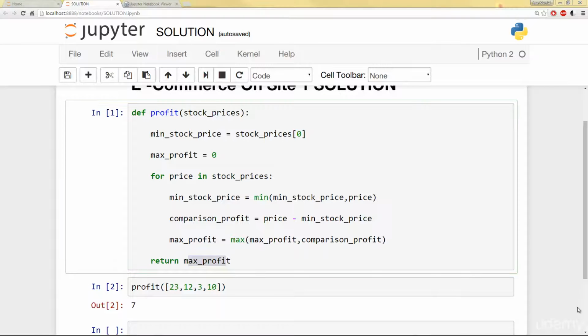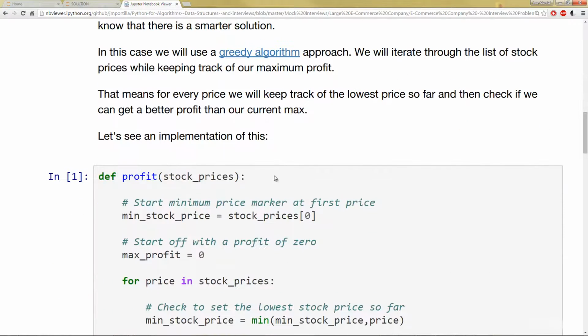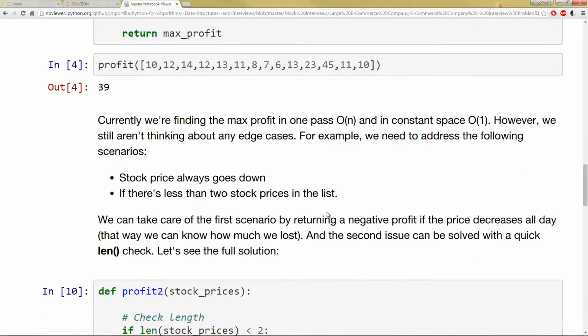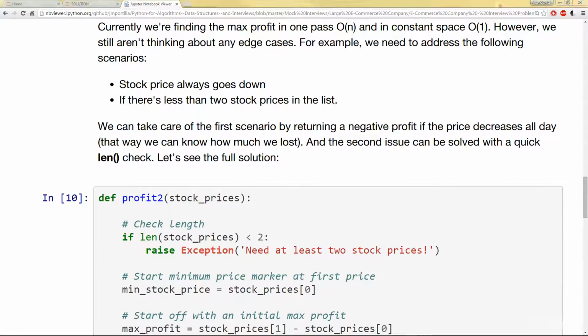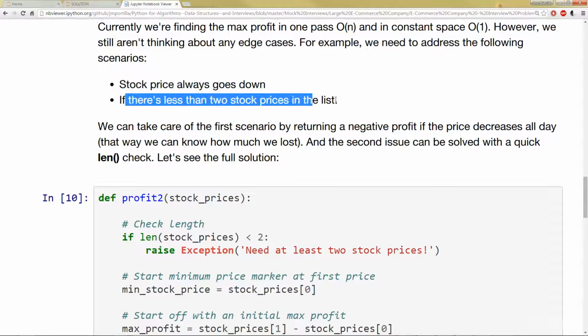Okay, so now we have 2 edge cases we want to consider. One is if there's less than 2 stock prices in that list, and the other is if the stock price always goes down. So, if we jump over to the solution notebook, we should see a function called profit2. And instead of coding this out, what I'm just going to do is walk through the improvements here, since the function itself is really similar, just taking care of these 2 situations, these edge cases.